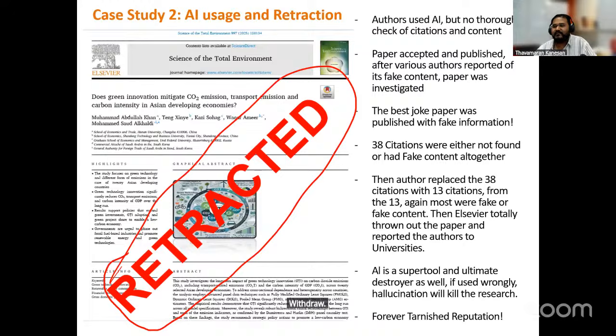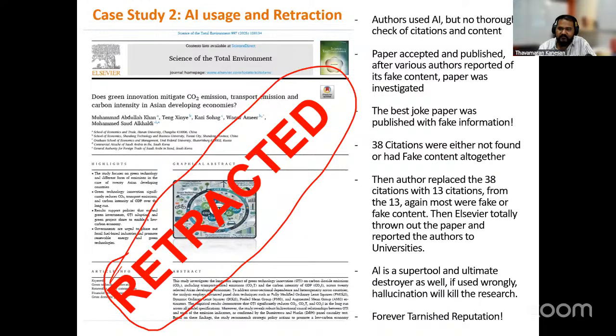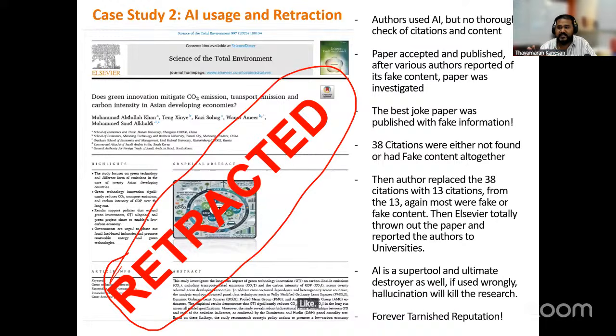Withdrawn, ditarik balik, removed from the site, taken back, already published information, removed, paperback. Okay, keep going, kind of blacklisted, accepted, then withdrawn. Not removed, not removed. Removed alone is false. Tarik balik, withdrawn, already published article, not really withdrawn also. Like plagiarism, not plagiarism also. Kind of blacklisted, yes and no. Publisher withdrawn, not really withdrawn also.